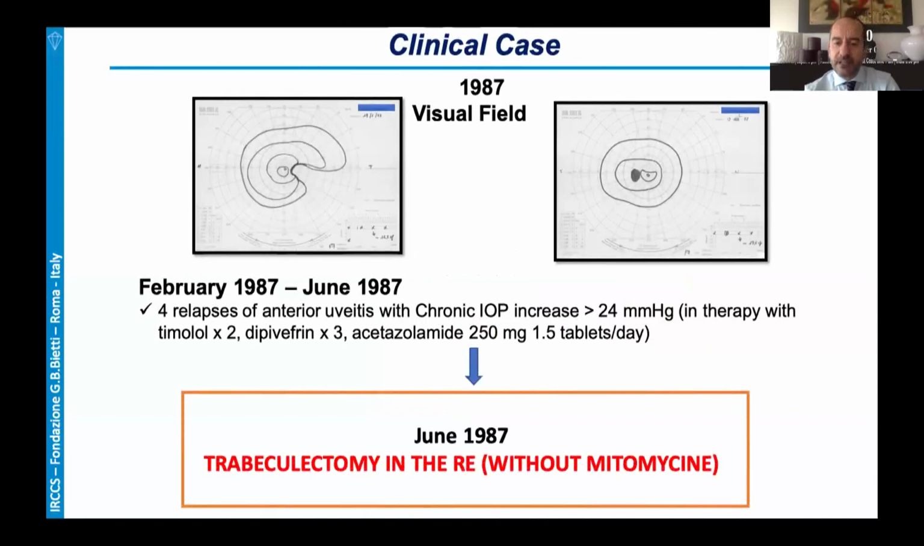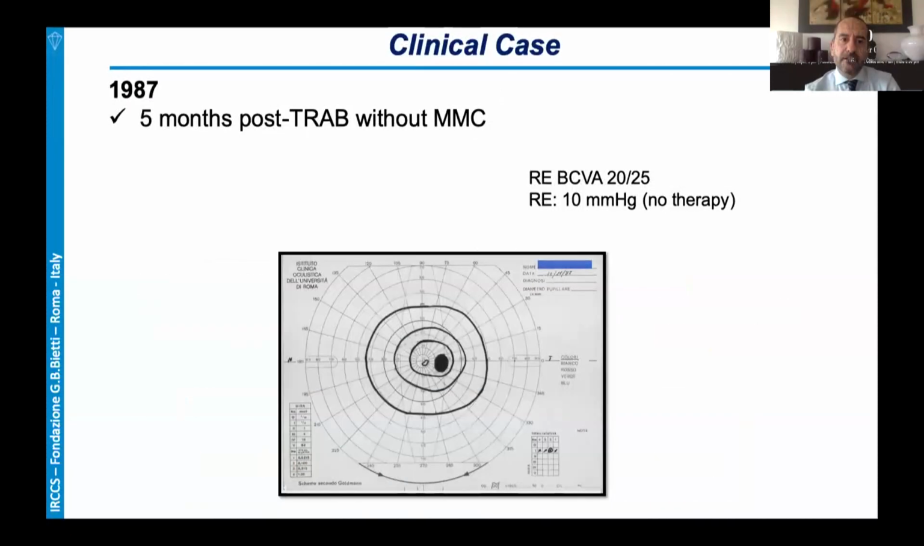So the patient underwent, in June of the same year, trabeculectomy in the right eye without mitomycin, that was not available at that time. And the result was good because a few months after the trab, the visual acuity was 20/25. The IOP was good, 10 millimeters of mercury without therapy. And this was the visual field, so much better than the previous one.